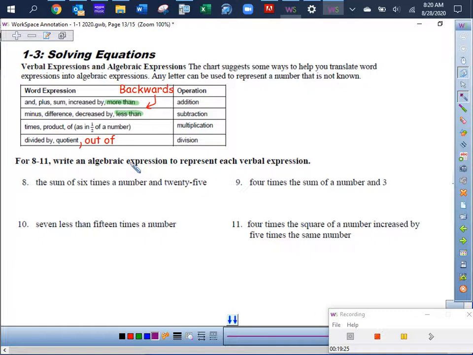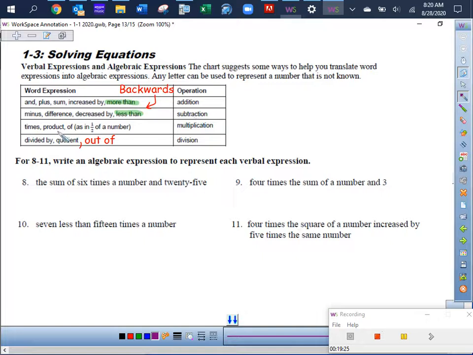And less than are what we call backward phrases. I'll explain that when we get to it. But basic words, which we definitely know, like different, minus, you know, it's all these mathematical phrases here. So and, plus, sum, increase by, more than are all for addition. Minus, difference, decrease by, less than is subtraction.